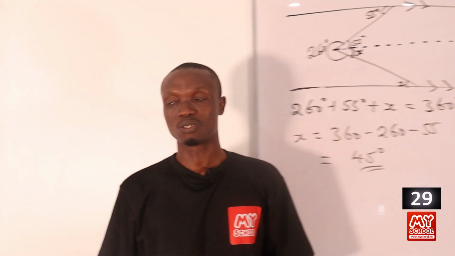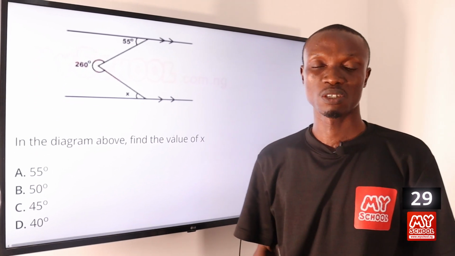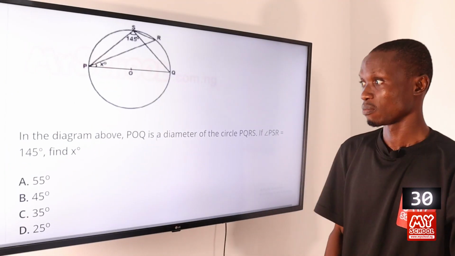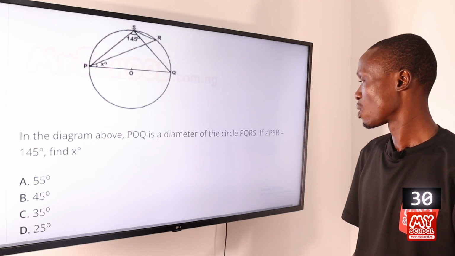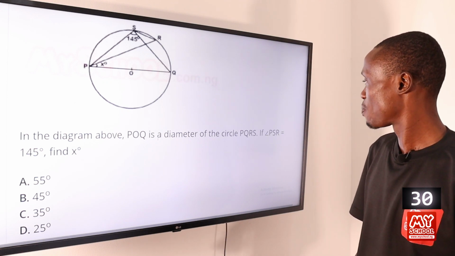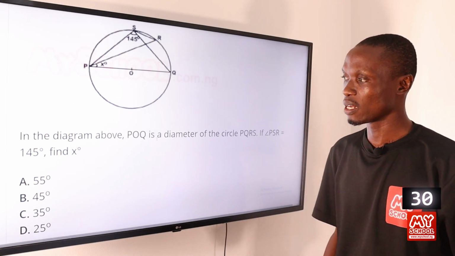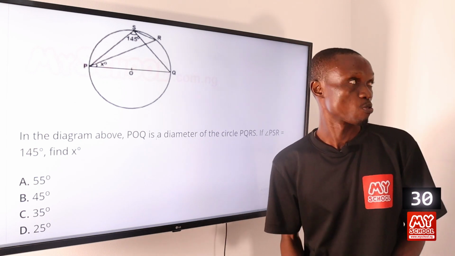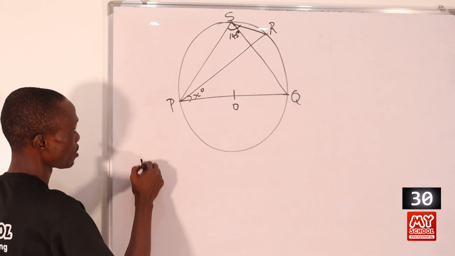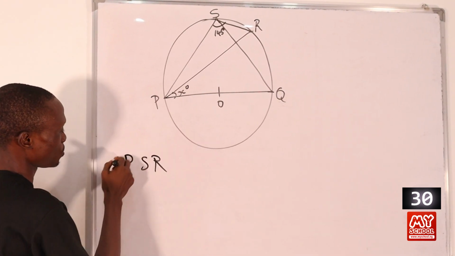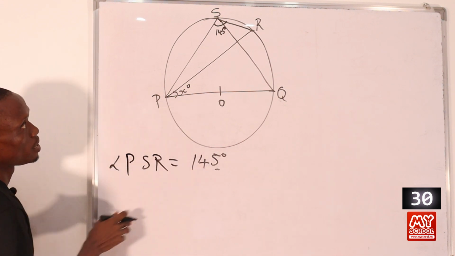So let's return back to the screen to pick the correct answer to this question, and that is option C, 45 degrees. Question 30. In the diagram above, POQ is a diameter of the circle PQRS. If angle PSR is equals to 145 degrees, find S degrees. So let's move over to the board to provide answer to this question. In this question, we are told that angle PSR is equals to 145 degrees, and that we should find S degrees.